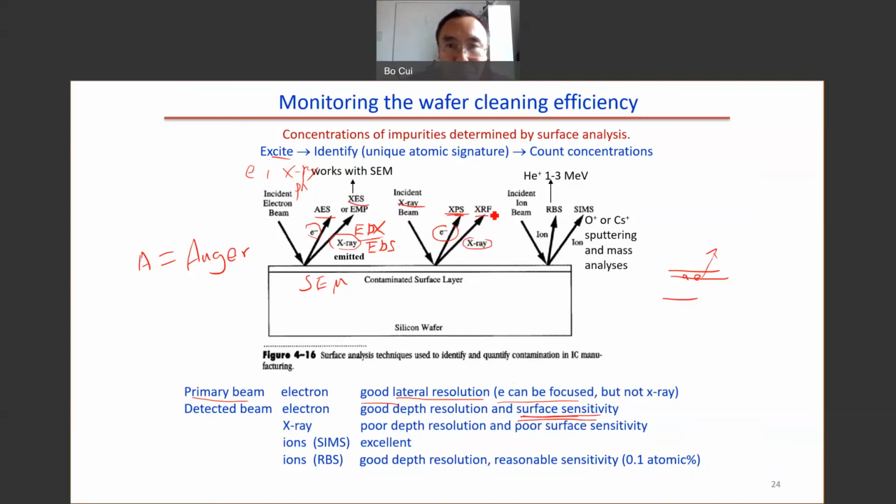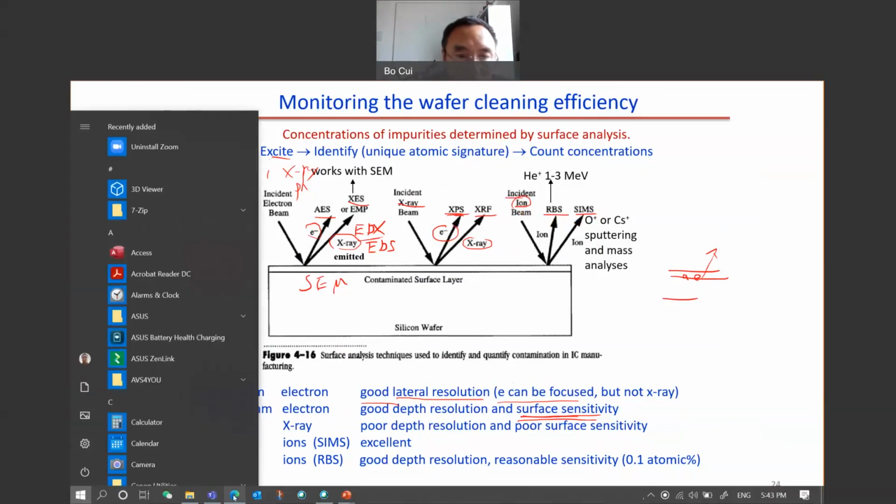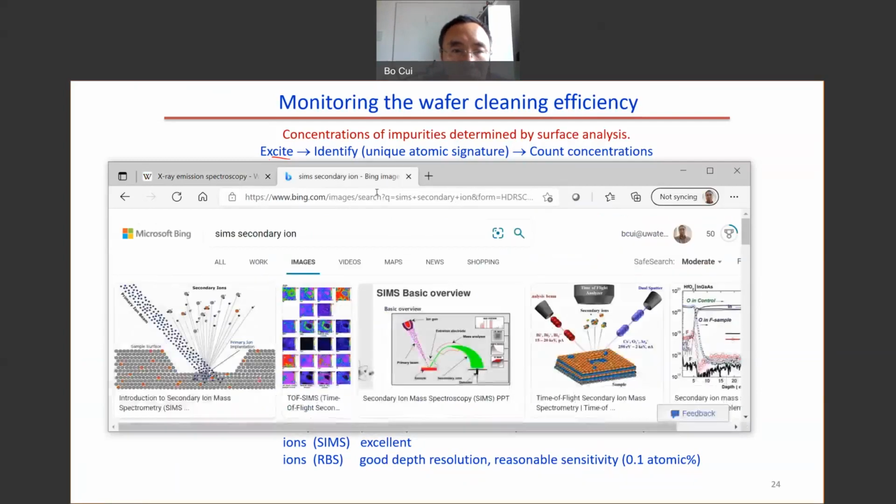If the incident is an ion beam, we have two methods. One is called RBS, Rutherford backscattering. A second one is called SIMS, secondary ion mass spectroscopy. We have the primary ions come in, and we detect and analyze the ions that are kicked out. These are called the secondary ions.